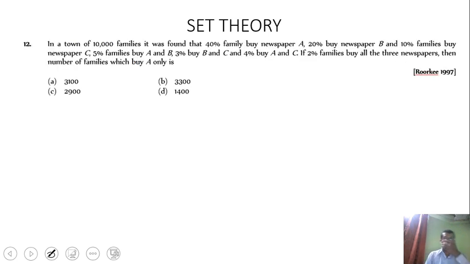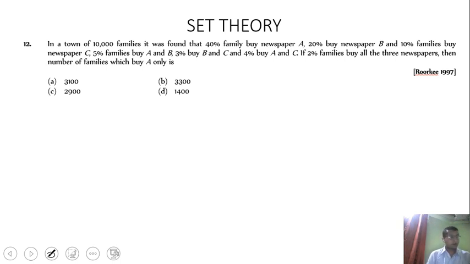Okay. In the next question, I read out, in a town of 10,000 families, it was found that 40% of the families buy newspaper A, 20% buy newspaper B, 10% families buy newspaper C, 5% families buy A and B, 3% buy B and C, 4% buy A and C. If 2% families buy all the three newspapers, then the number of families buying A only is.